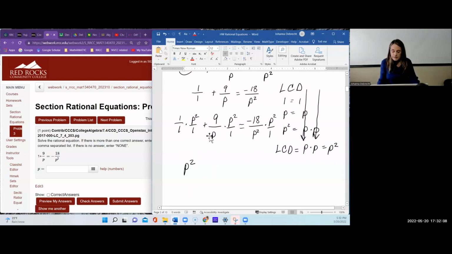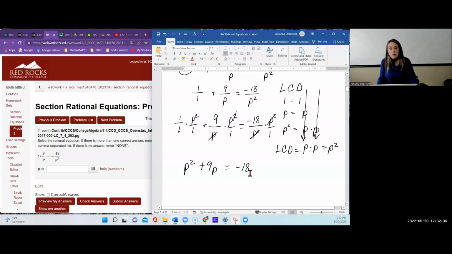In the second, I have a p in the denominator and p squared in the numerator. The p in the denominator cancels one of the p's in the numerator and leaves me with 9p for the second term. In the third term, on the right side of the equation, I have p squared in the denominator and a p squared in the numerator. They cancel completely and leave me with the constant negative 18.